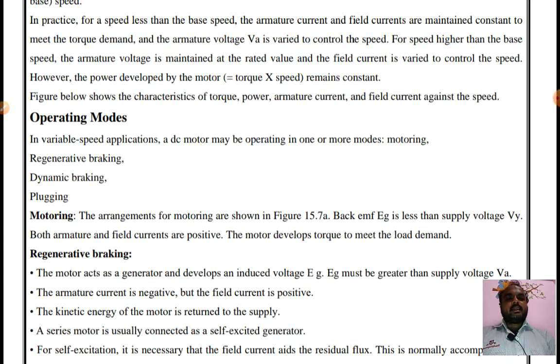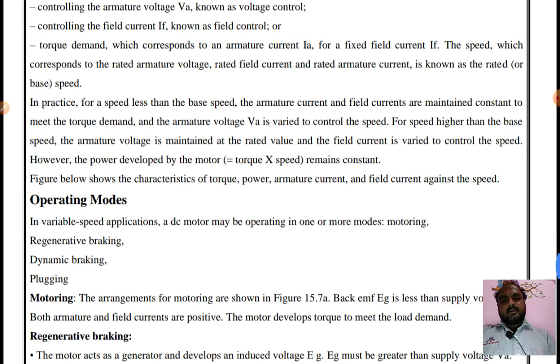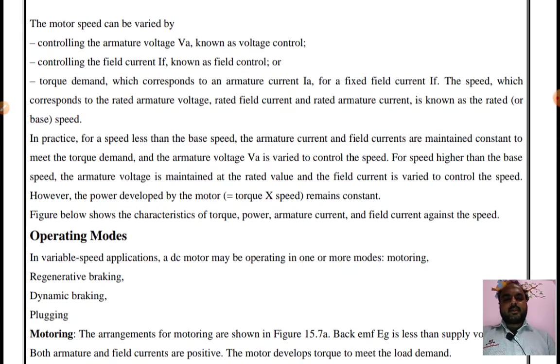For speed higher than the base speed, the armature voltage is maintained at the rated value. The field current is varied to control the speed. However, the power developed by the motor remains constant. The figure below shows this. We have already seen the figure, right? So here we have discussed the speed control methods. Those are the three: armature voltage, field current, and torque.